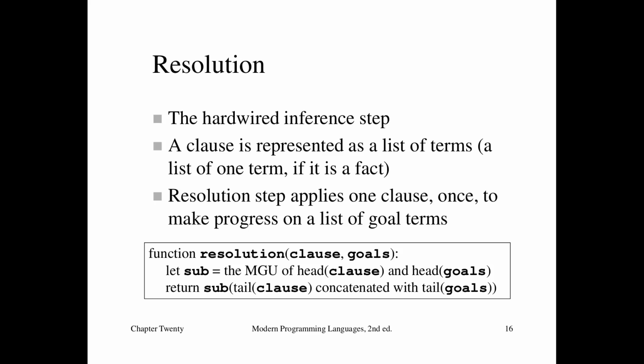So basically it says sub is equal to the MGU of the head of the clause, where the clause is the list, and the head of the goals. So once we have that, we substitute into the tail of the clause concatenated with the tail of the goals, applying the substitution that we came up with. We do this until one of the two is empty, or both are empty.